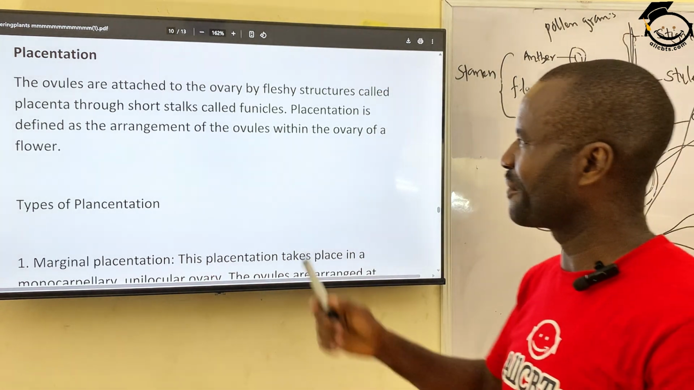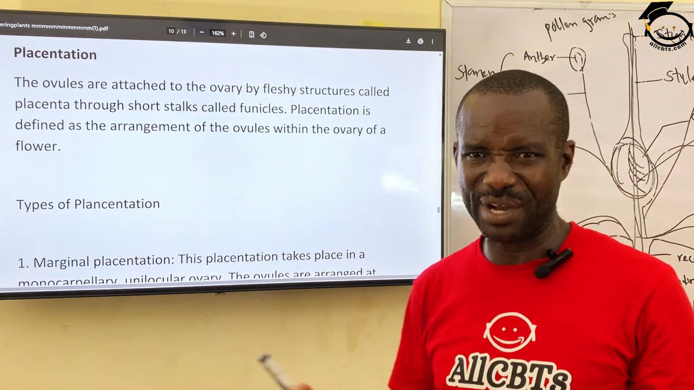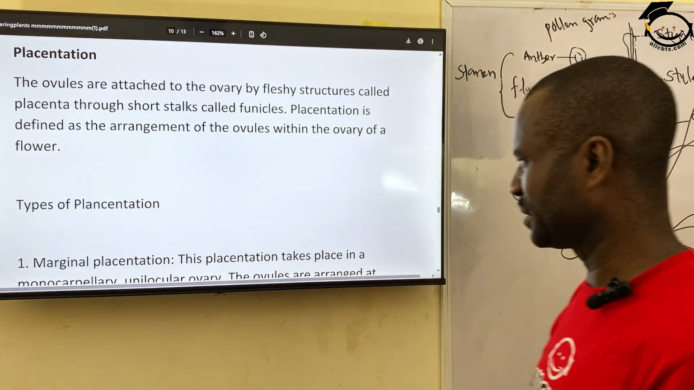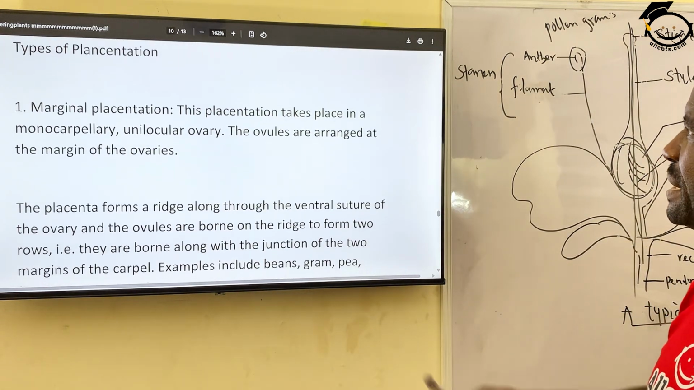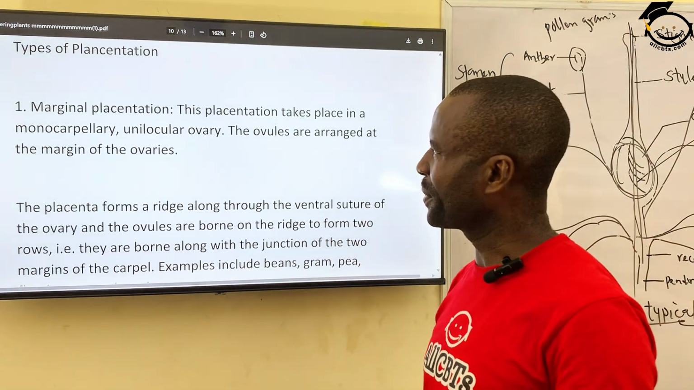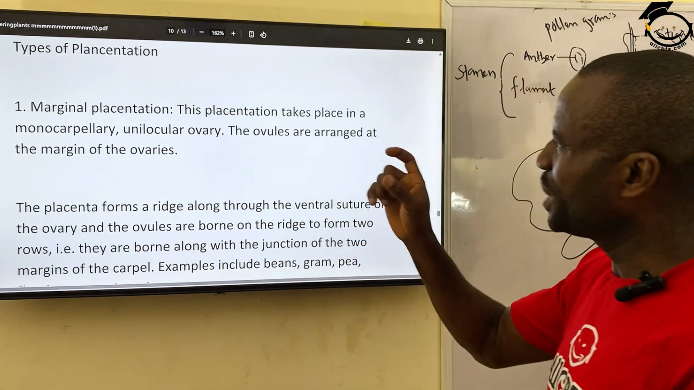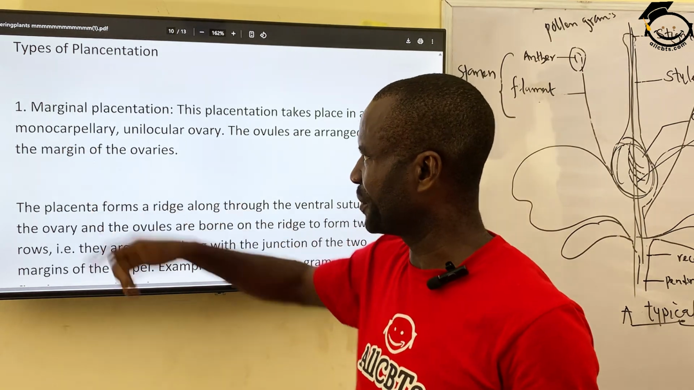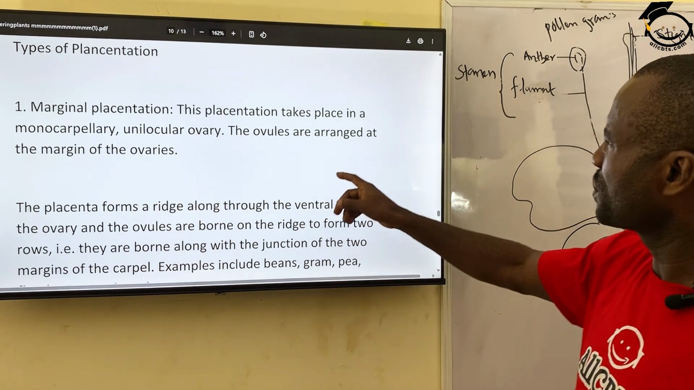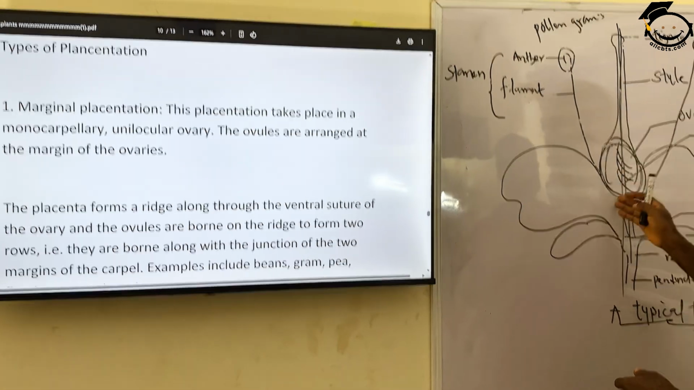Placentation is defined as the arrangement of the ovule within the ovary of a flower. Now we have different types of arrangement, which gives room to different types of placentation. We have number one, marginal placentation. This placentation takes place in monocarpellary unilocular ovary. When we say monocarpellary, it means only one carpel is involved. The ovules are arranged at the margin of the ovary.